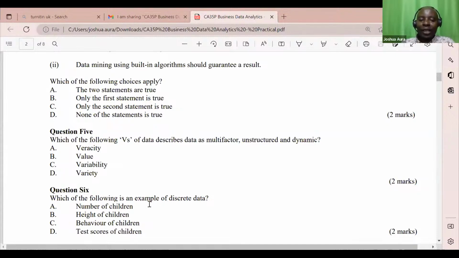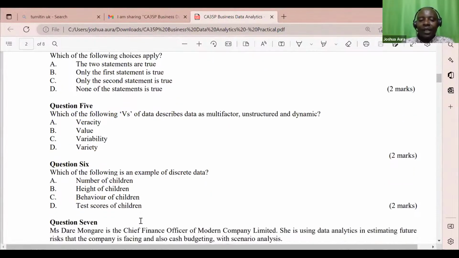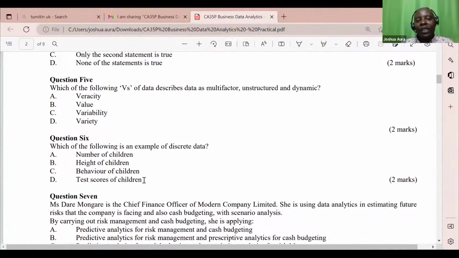Height of kids, for example, one is 5'7", another one is 5'6", right? This is continuous. Behavior of children is not even countable. It's not even measurable. Behavior of children is more qualitative. So this one is out. The test scores, this was quite confusing, but you see, even with test scores, somebody can get 3.5, somebody can get 40.5. So basically, for discrete data, the best example was number of children. Somebody who has done some research must have gotten this question nicely.